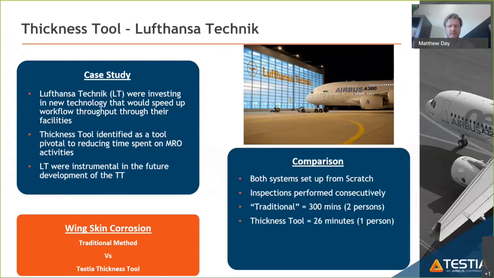Okay, so what did they do? So they were measuring an area and timed both systems, so both the current method and the thickness tool from scratch, and inspections were performed consecutively. For the traditional method of inspection, they recorded a time of 300 minutes with two people, two engineers. This is again from switching these sets on, performing calibrations, setting up the grid measurement, recording the measurements, and then conducting the reporting after it.